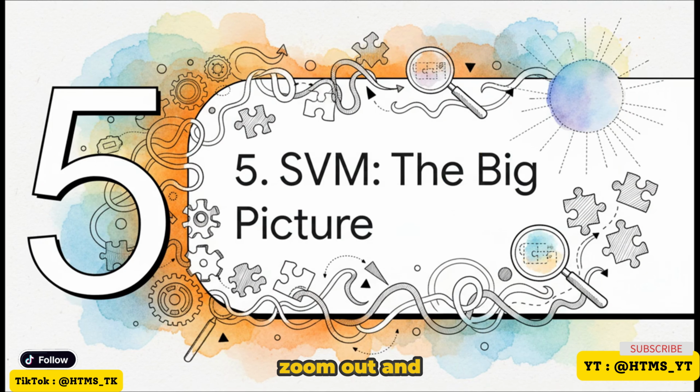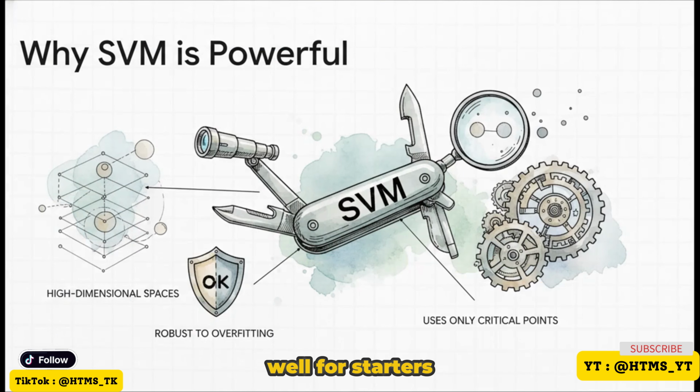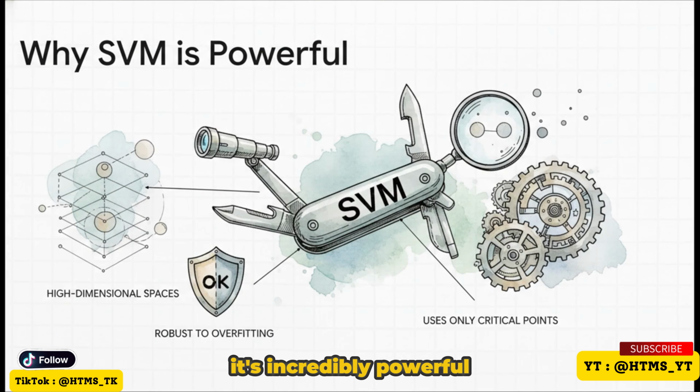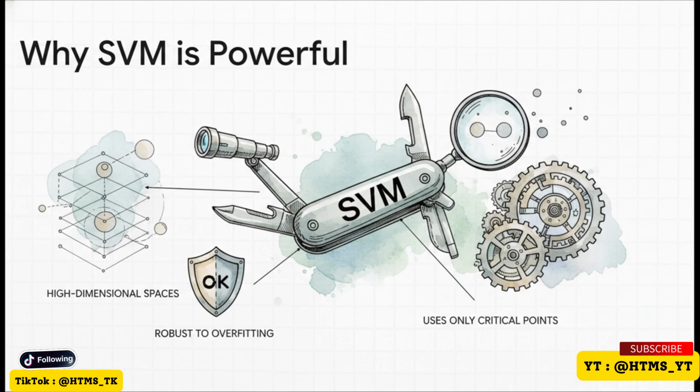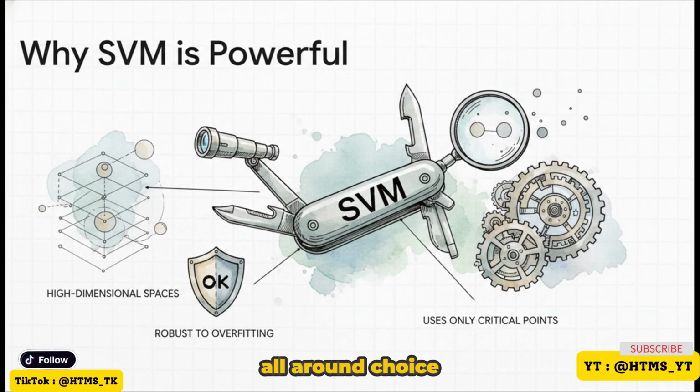Okay, so let's zoom out and put it all together. What's the big picture? What are the main strengths and weaknesses of using an SVM? Well, for starters, it's incredibly powerful in high-dimensional spaces, even in situations where you have more features than data points. And because it only cares about those few support vectors, it's really memory efficient. Plus, if you tune that strictness knob right, it's fantastic at avoiding overfitting. It's just a great all-around choice for a lot of medium-sized classification problems.